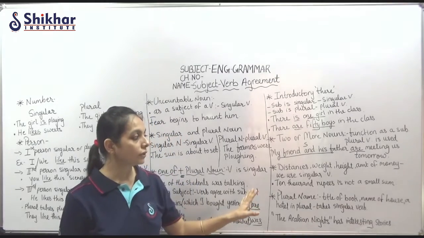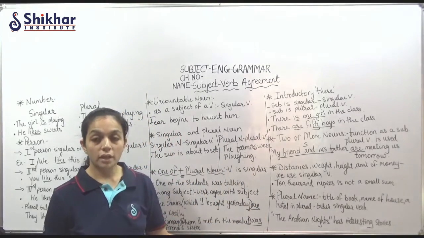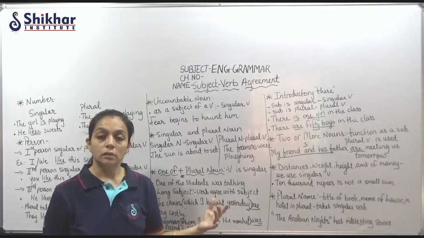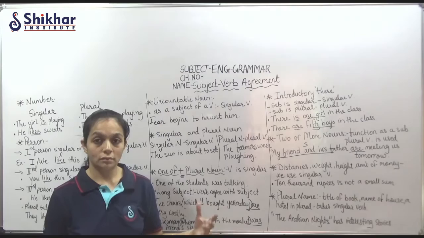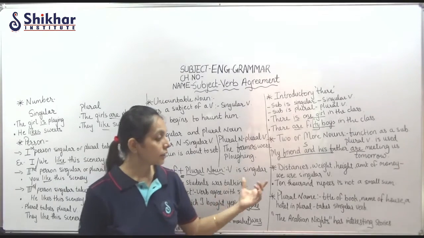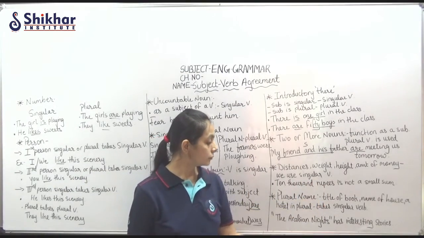One of the examples I have written that way. Height, weight also, you can write height and weight: 10 kg of mangoes. So that way. Okay.